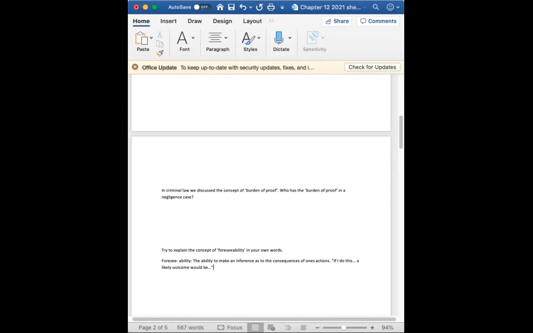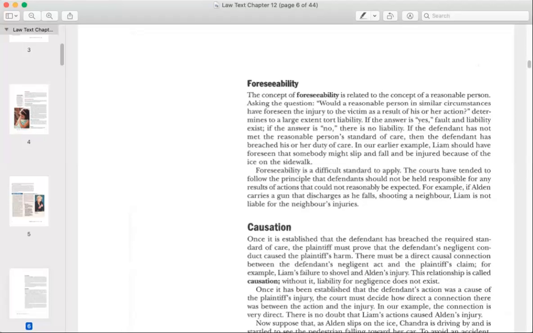Okay? So the concept of foreseeability, and I'll actually read directly from the text. The concept of foreseeability is related to the concept of the reasonable person. Asking the question, would a reasonable person in similar circumstances have foreseen or been able to predict the injury to the victim as a result of his or her actions? Determines to a large extent tort liability. If the answer is yes, fault and liability exist. If the answer is no, then there is no liability.